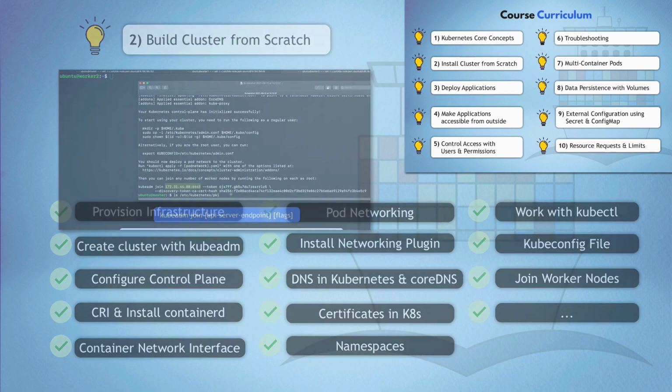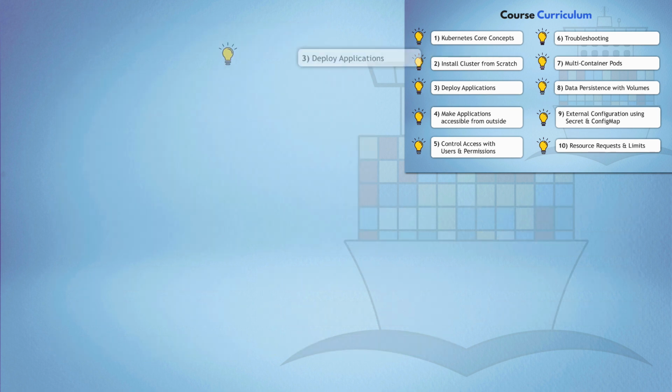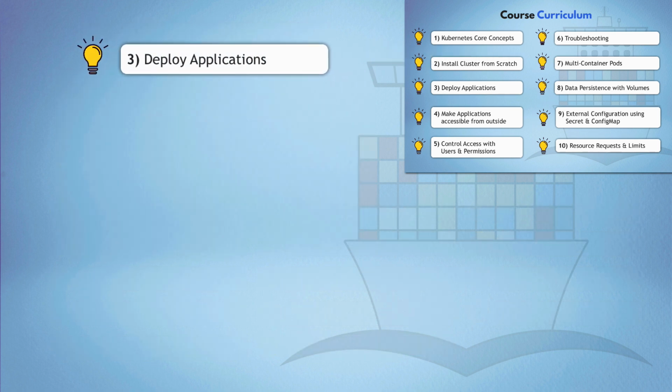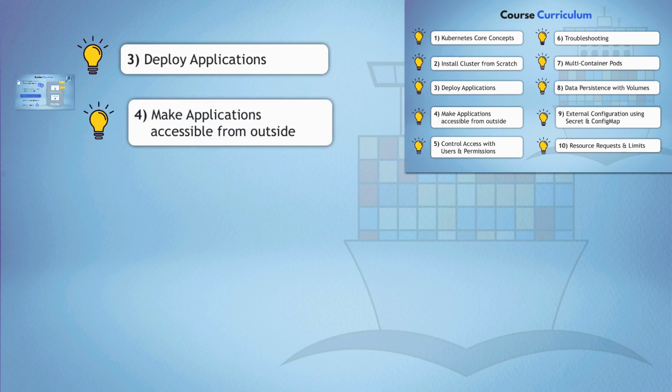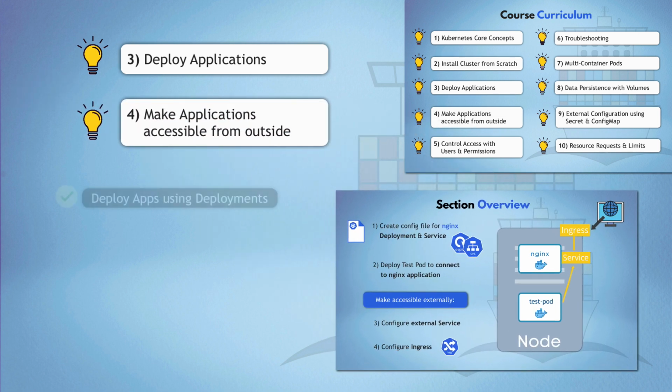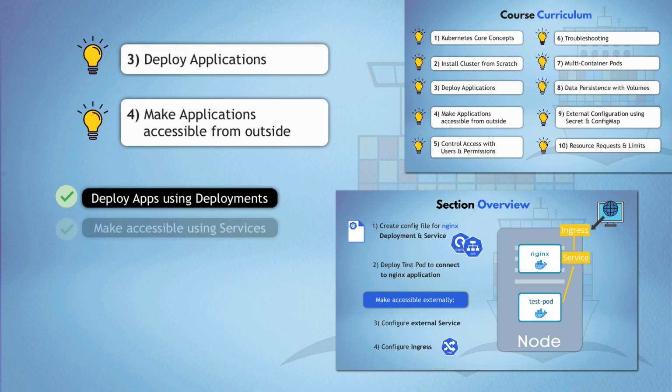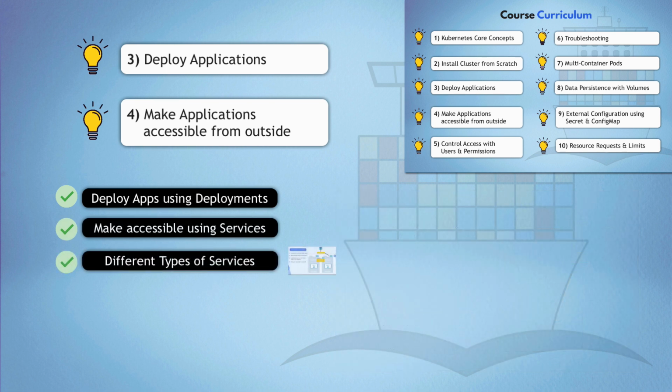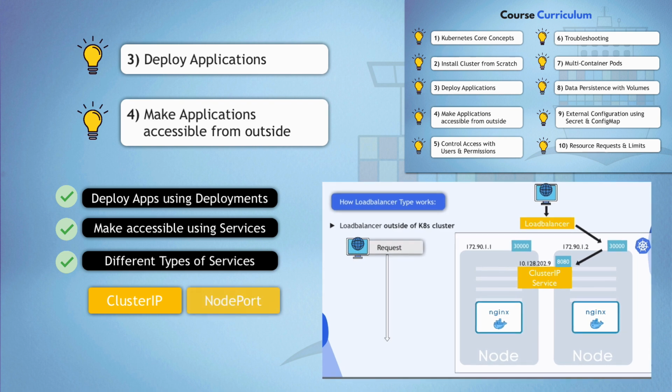Once you have installed and configured the cluster, of course, you want to start deploying your applications in it and make it accessible externally. So we will learn how to deploy applications inside the cluster using deployments and how to make them accessible with services. You will also learn about different types of services in Kubernetes, how to use each one, and more importantly, how they compare to each other.